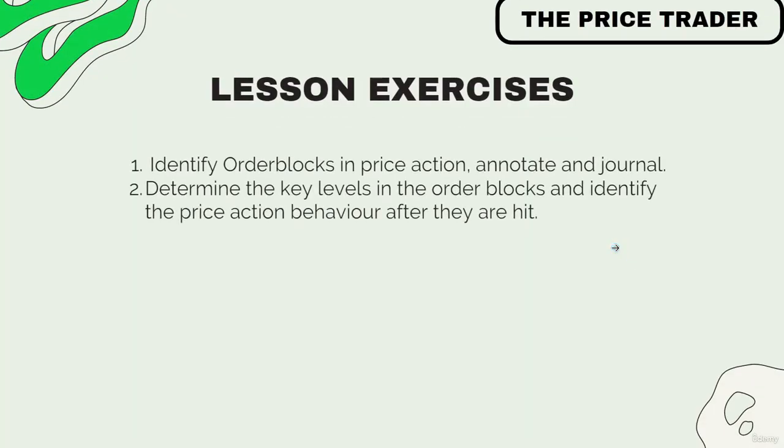So you can go into your charts and start identifying order blocks in price action, annotate them and journal, and also determine the key levels taught in this lesson in the order blocks and start identifying the price action behavior after they are hit and where you find sensitivity. Is it the opening, is it the low or high of the order block, or is it the midpoint?